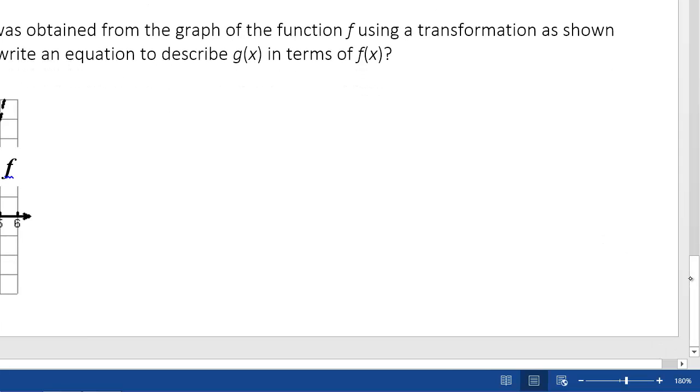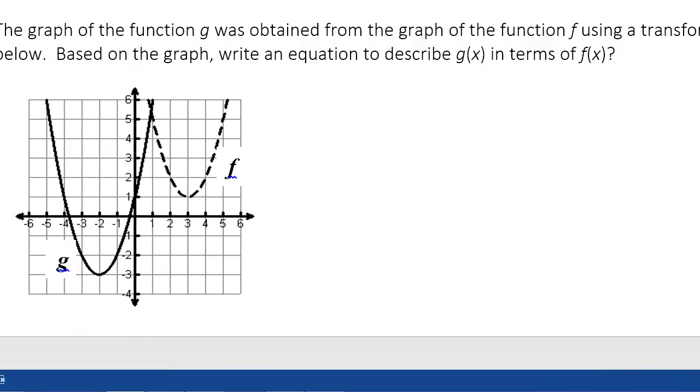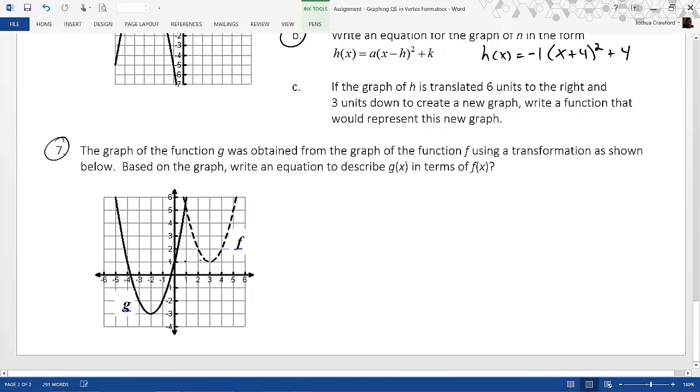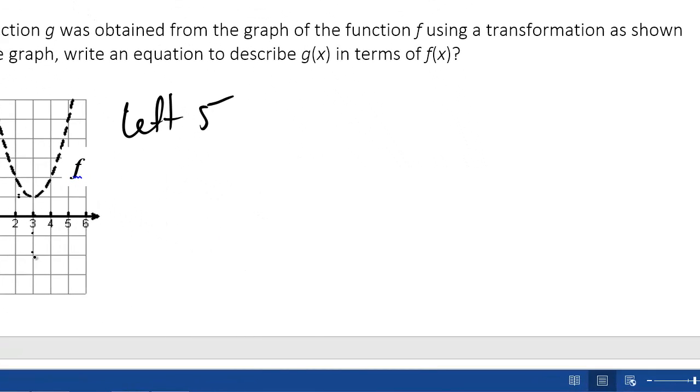Last one. Looks difficult, sort of, but it's really not. It's quite simple. The graph of the function g, so this graph right there, was obtained from the graph of the function f using the transformation. So based on the graph, write an equation to describe g of x in terms of f of x. Pretty much, it's just asking what happened between here and here. What happened? So we can see that it went 1, 2, 3, 4, 5 left. So left 5, and it went 1, 2, 3, 4 down 4.